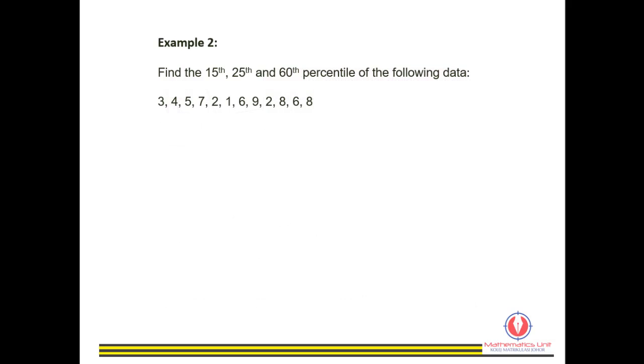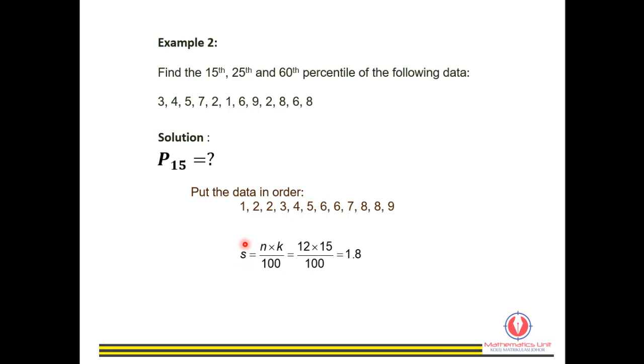For example, you want to find the 15th, 25th, and 60th percentile of the following data. You have the ungrouped data and you need to find the percentile. The solution: for P15, you put the data in order. You find S first. S is equal to N times K over 100. N is the number of data, which is 12. Since you want to find P15, your K is 15. You divide by 100, and we get 1.8.